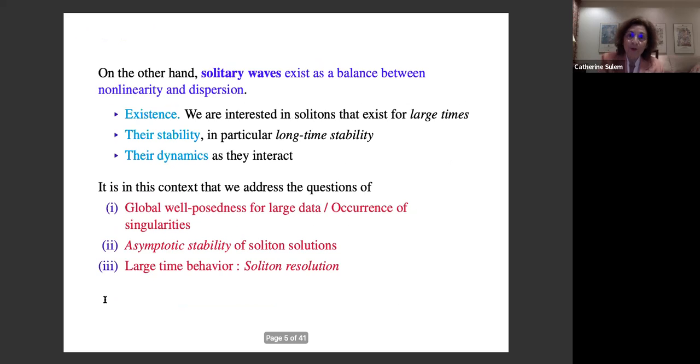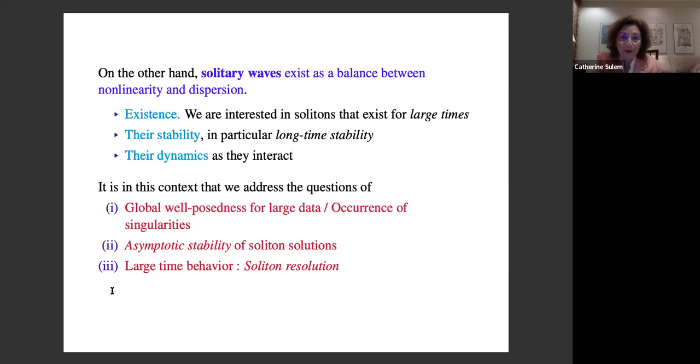On the other hand, solitary waves exist as a balance between nonlinearity and dispersion. And physicists are really interested in their existence, but I would say physicists are more particularly interested in their resilience, their stability, the fact that they survive for very long time. And another important aspect is how they interact.